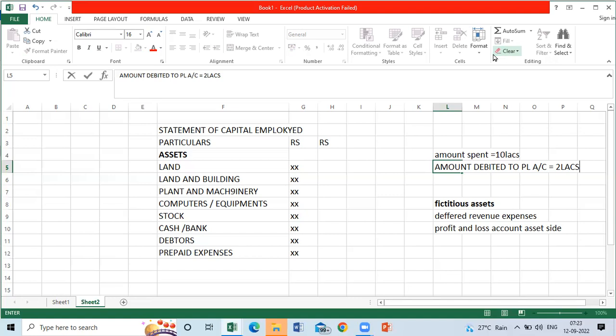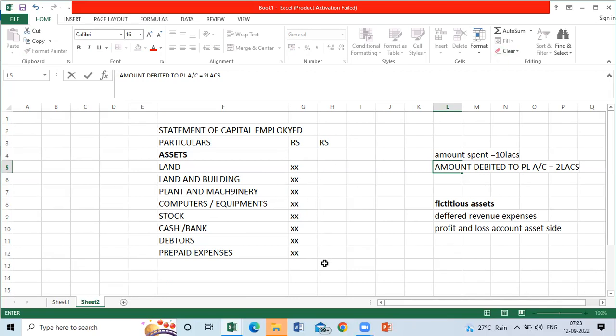Normally, P&L account profit is added to the capital account, and loss is subtracted from the capital account. But if I don't subtract the loss from the capital account, I can show it on the asset side as a loss. Debit balance. All the debit balance can be shown on the asset side. So P&L account debit balance is a loss. If it is shown on the asset side, it is a fictitious asset. Those two items shall not be considered while working out this calculation.